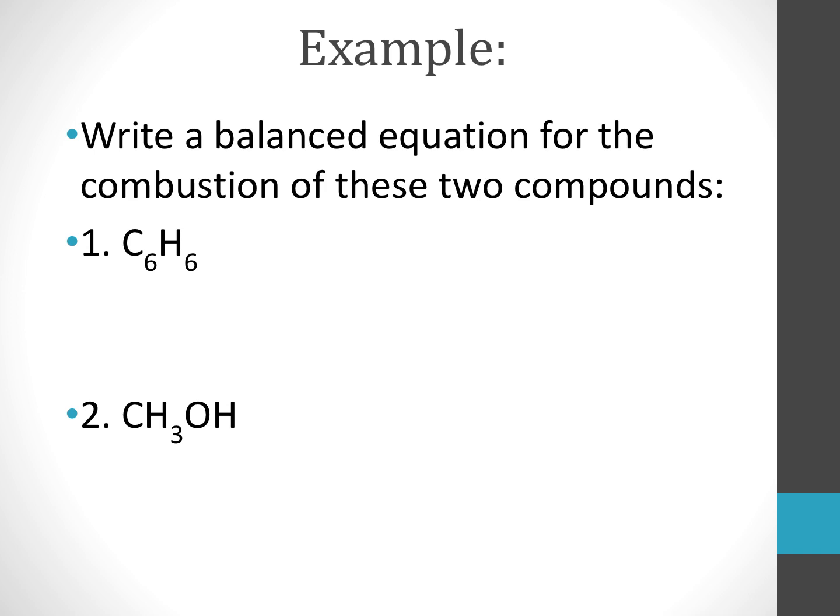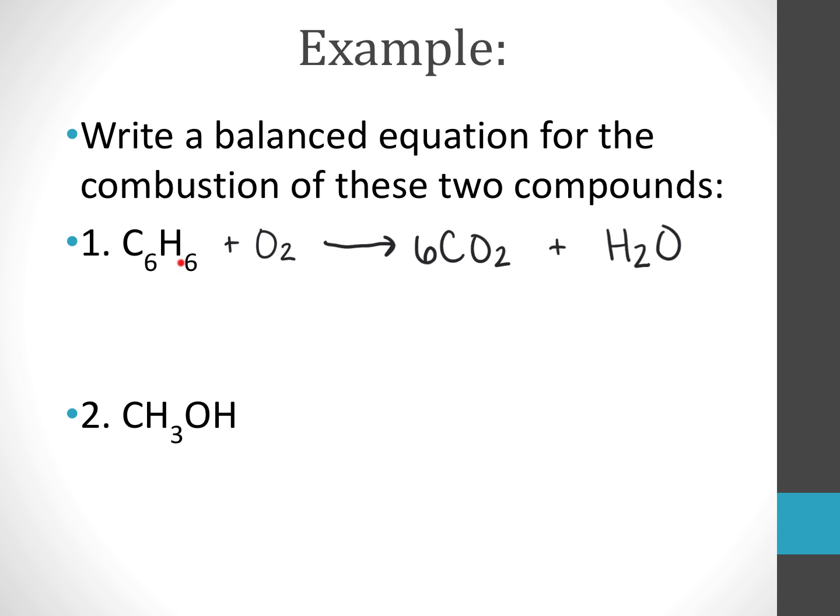All right, we're going to do two practice problems together. We're going to combust C6H6. When we say we're going to combust, it's implied that you're going to react it with oxygen. The two products will always be carbon dioxide and water. The last thing to do is balance it. I'm going to start with the carbon. If there's 6 carbons on this side, I'm going to put a 6 over here.